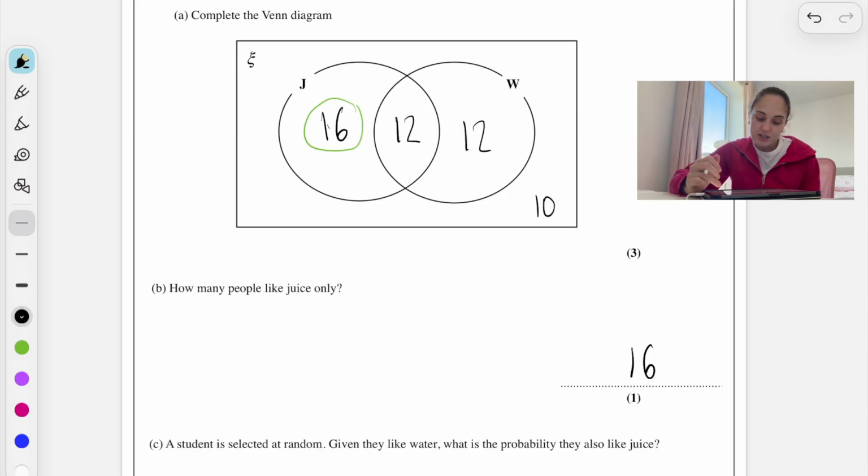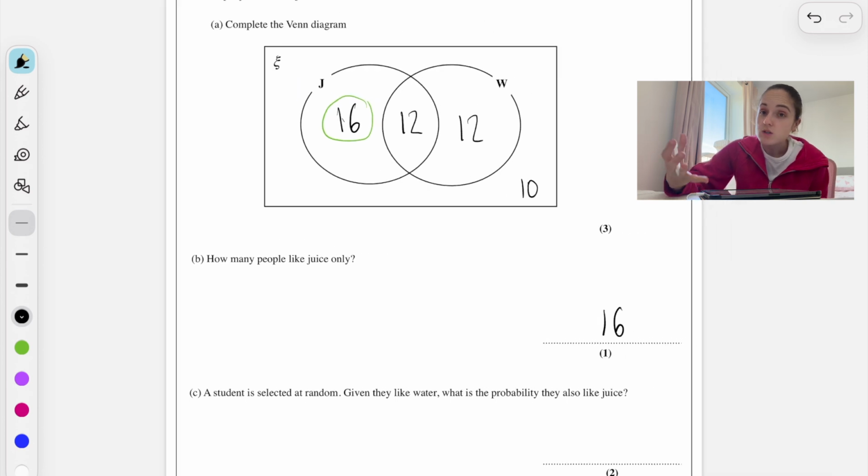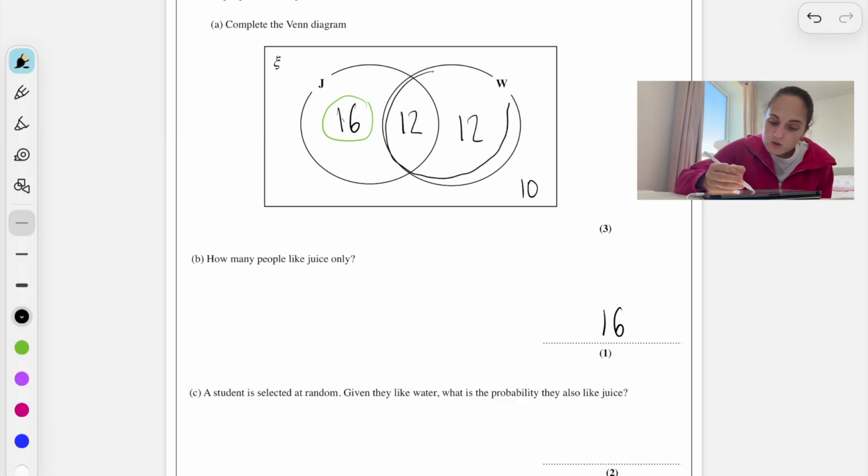The next part says a student is selected at random. Given that they like water, what's the probability that they also like juice? So we're looking at the subset of students who like water. So the students who like water are 24. So there's 24 students who like water. And of those 24 students, 12 of them also like juice. So the answer to this question is 12 over 24. And we can simplify that if we want to 1 over 2.